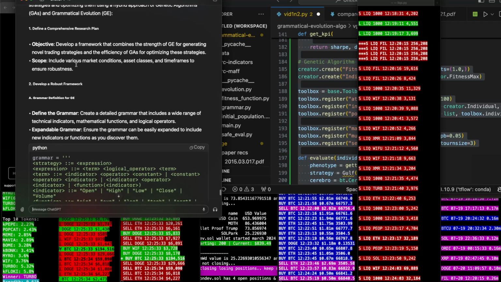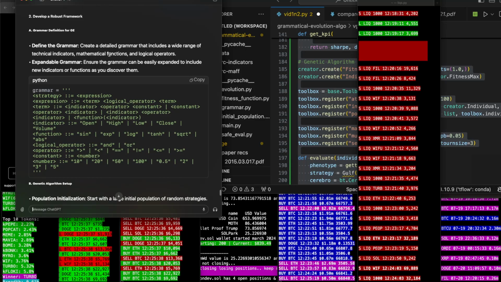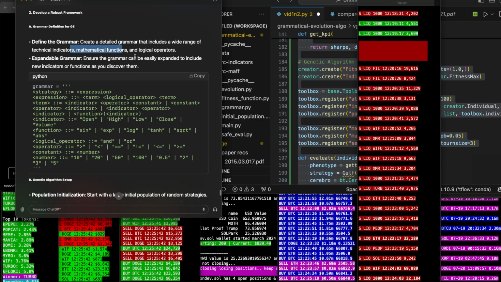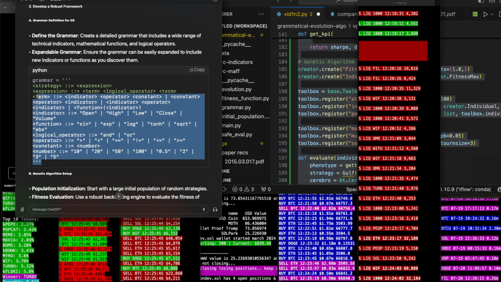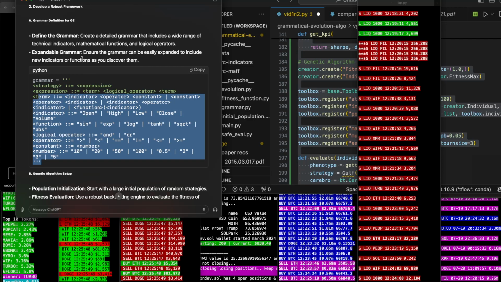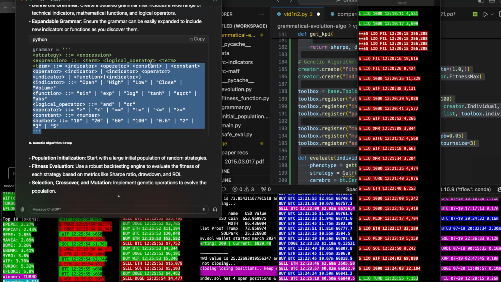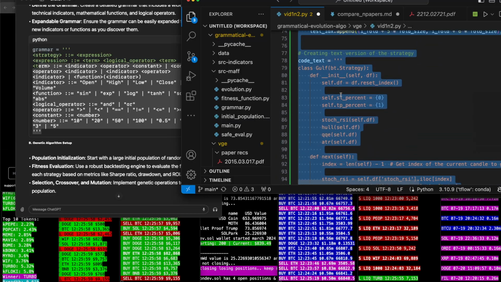Develop a robust framework. Define the grammar. Create a detailed grammar that includes a wide range of technical indicators, mathematical functions, and logical operators. Nice. This looks Gucci. Expandable grammar. Ensure that grammar can be easily expanded to include new indicators or functions. What is this? This looks a lot like a grammar if you ask me.